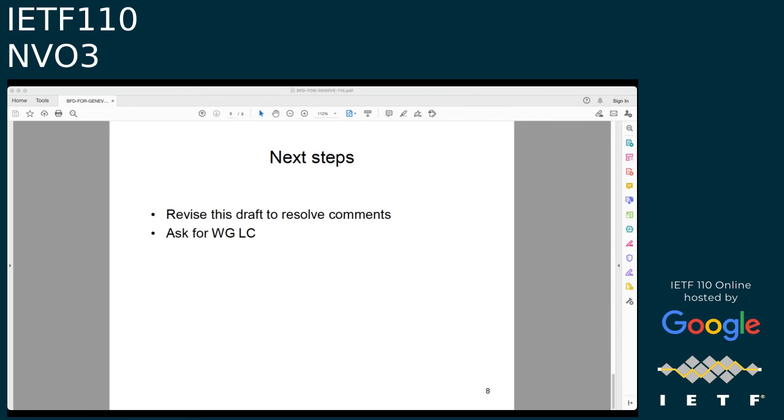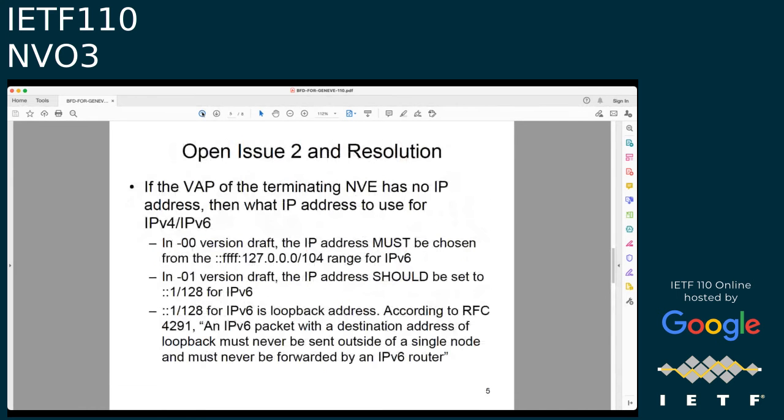So I have actually one question, speaking as individual contributor here. What's the decision about the IP header? You plan to use localhost address, or what exactly was the decision? Sorry, do you mean destination IP address? Yes. So for which encapsulation? Do you mean the BFD over Ethernet over Geneve? Yes.